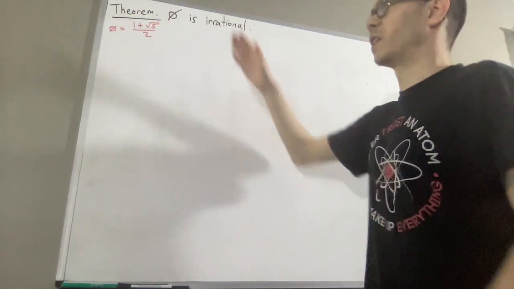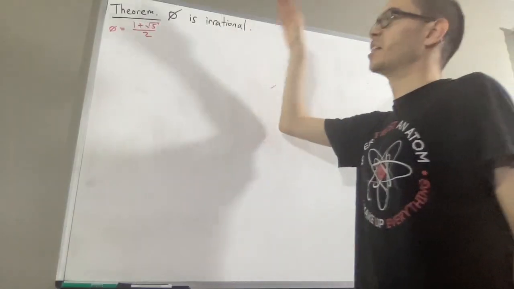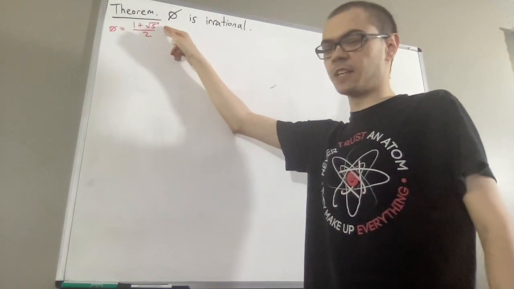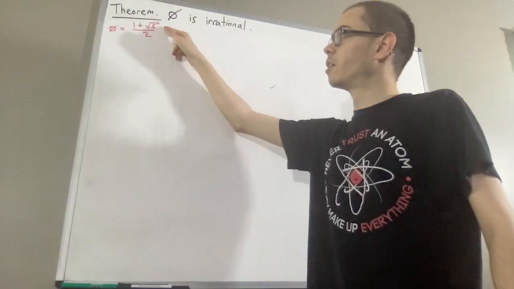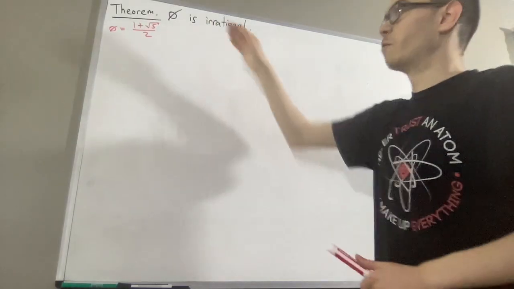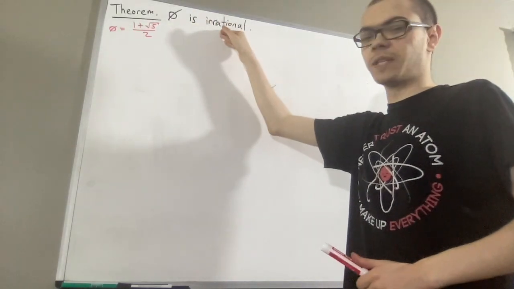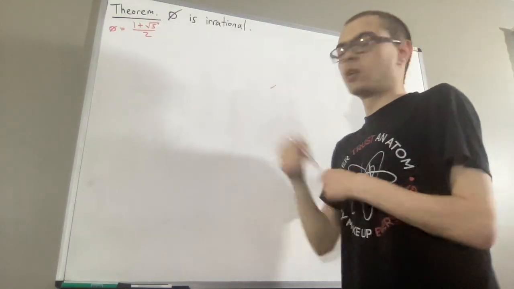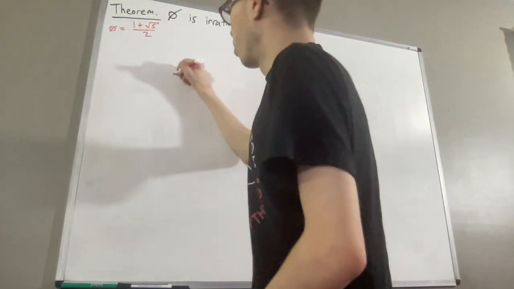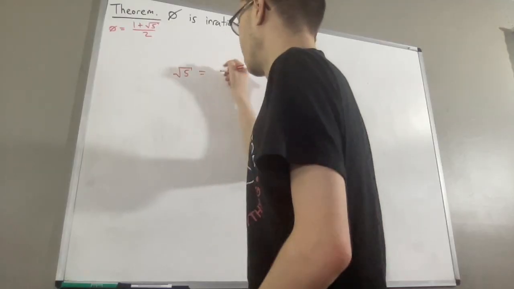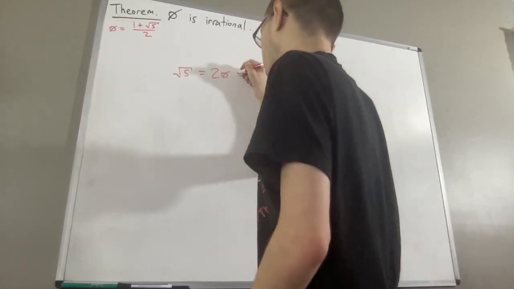So one way to prove that the golden ratio is irrational is by using the fact that the square root of 5 is irrational. And so the way it goes is, if you assume for a contradiction the golden ratio is rational, then solving for the square root of 5, we see that the square root of 5 is equal to 2 times the golden ratio minus 1.